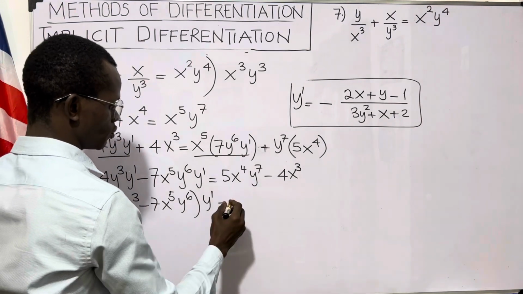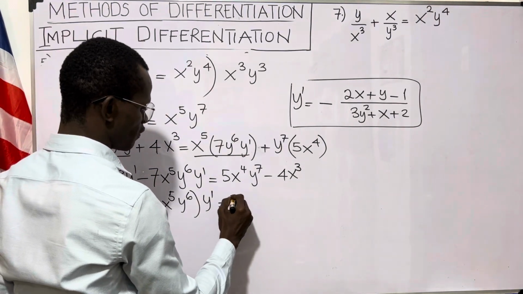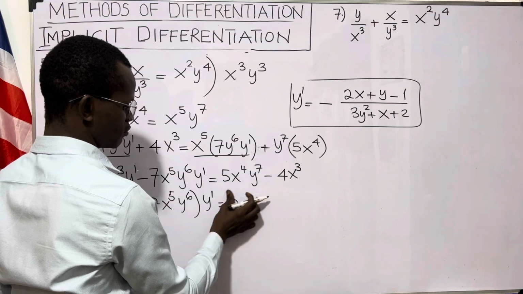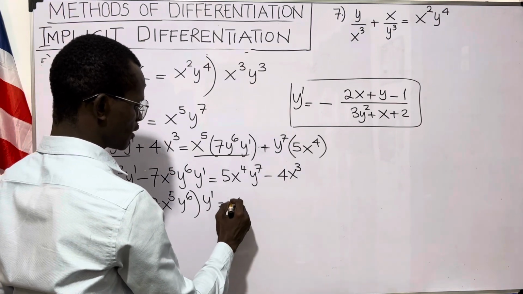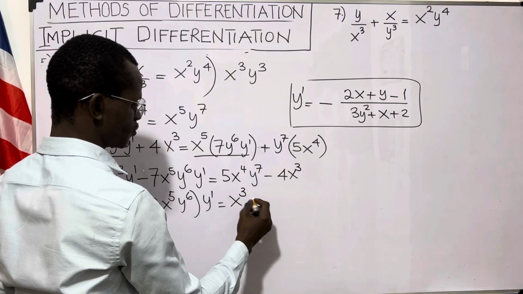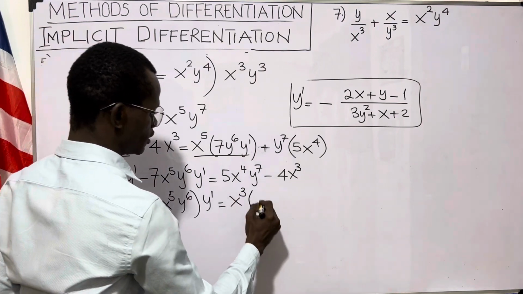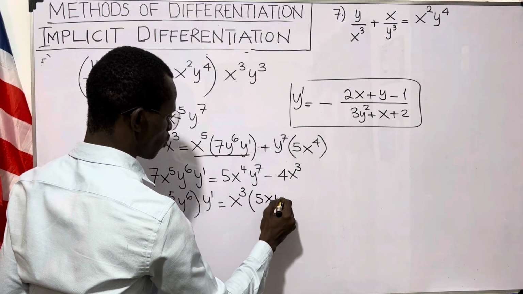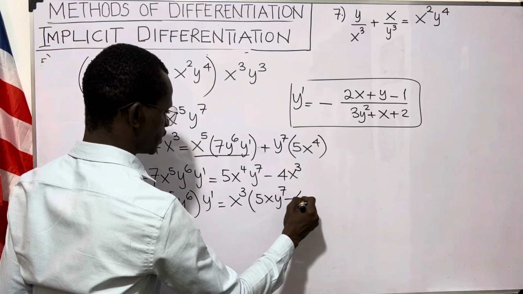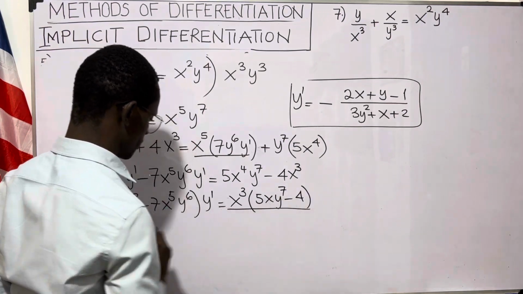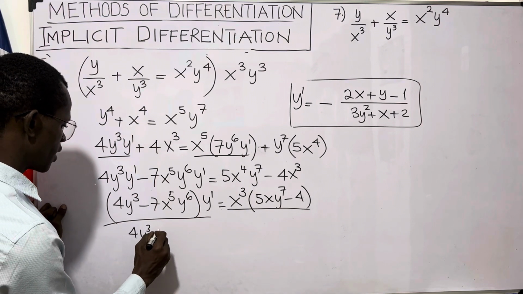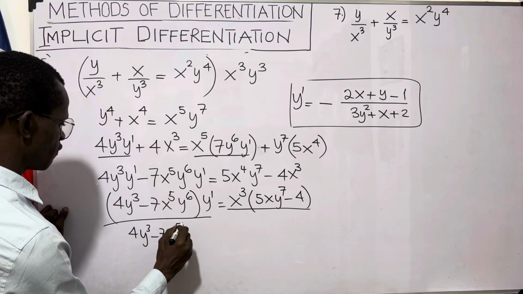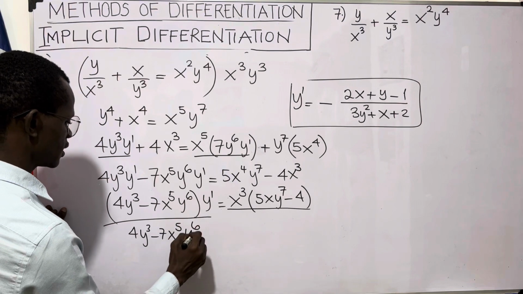all equals to 5x to the 4th power minus 4x to the 3rd power. Let's factor out x to the 3rd because it's common to the two of them. Times this 5x y to the 7th minus 4, divided by, so we can divide both sides by 4y cubed minus 7x to the 5th y to the 6th.